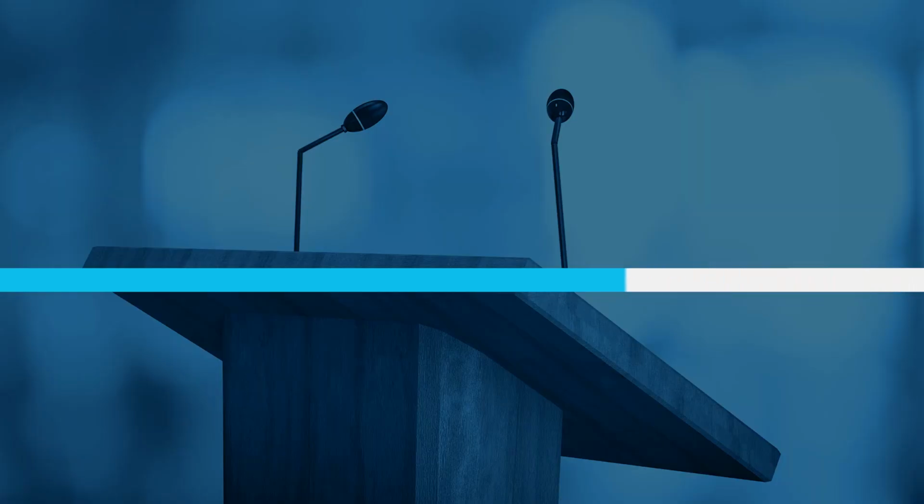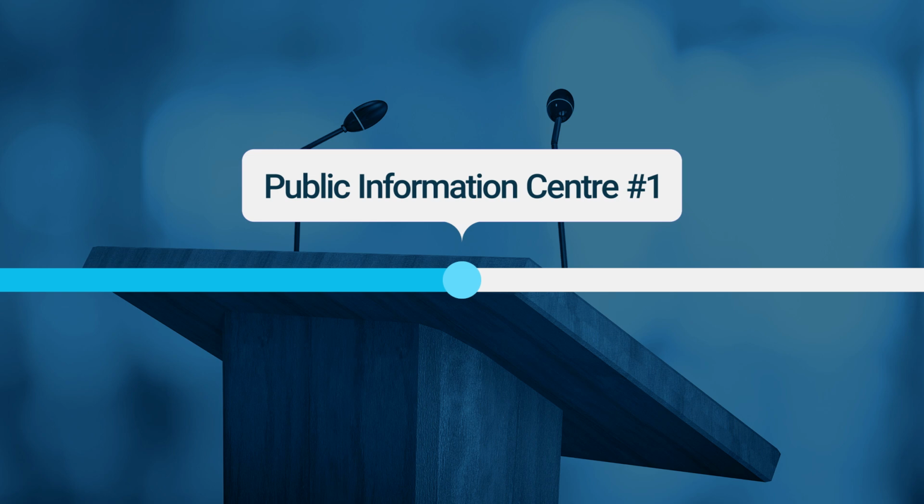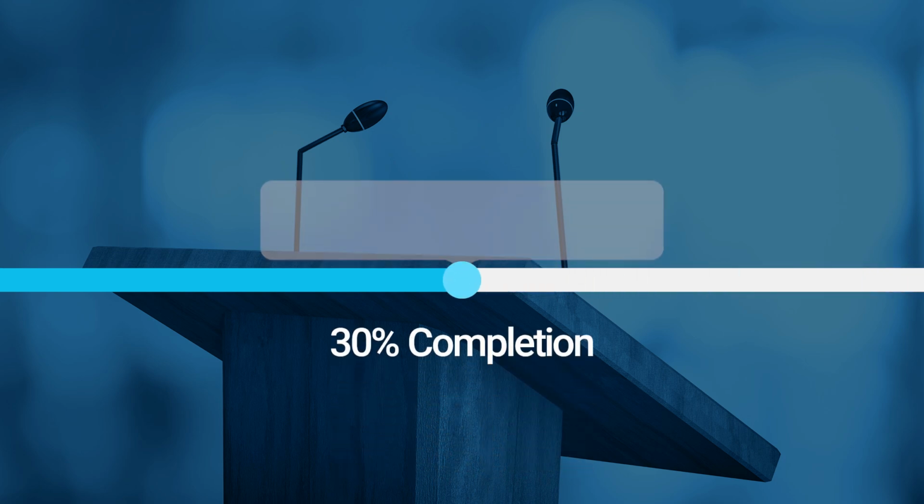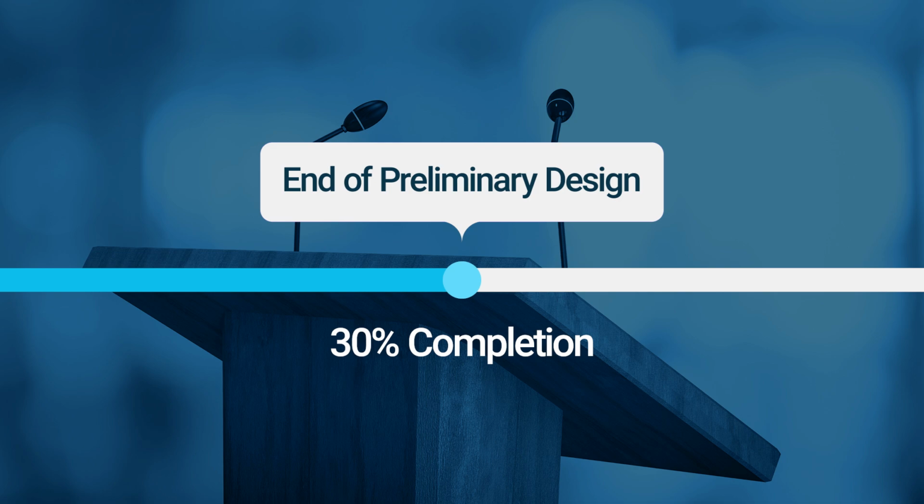In some cases, there will be a public information center held at this stage to introduce the project and provide information on the initial scope and direction that has been selected. At the end of the preliminary stage, the design has usually reached what's called the 30% stage of completion.